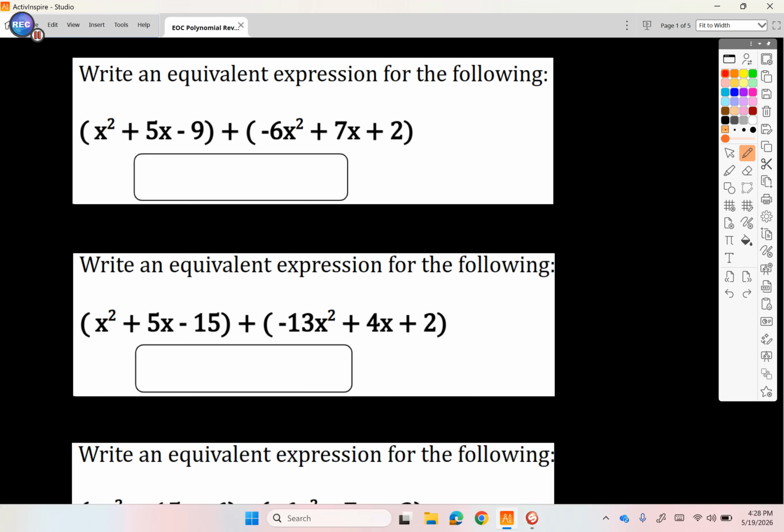Guys, here's a little video on polynomial operations and polynomial expressions. So on the first set of questions here, the parentheses are not touching. That makes a big difference, because parentheses not touching is not multiplication. In this case, they give us a sign. It is addition, so don't get confused with multiplication.